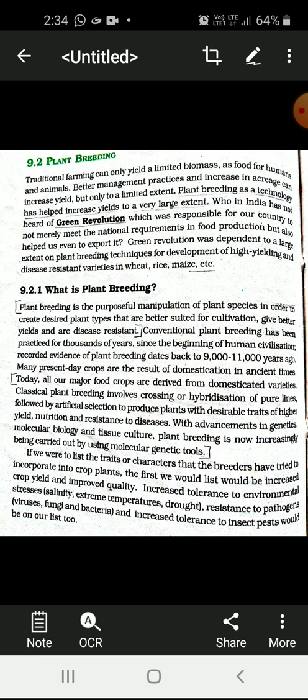If we were to list the traits or characters that the breeders have tried to incorporate into crop plants, the first we would list would be increased crop yield and improved quality, increased tolerance to environmental stress, that is, salinity, extreme temperature, and drought, resistance to pathogens, viruses, fungi, and bacteria, and increased tolerance to insect pests would be on our list too.